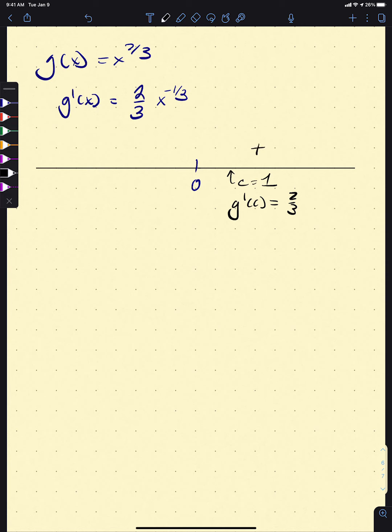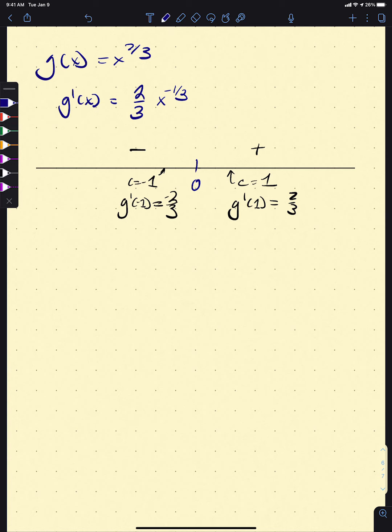And so that means we're positive on this interval. And if we choose c equals -1, we're going to get g prime of c. I guess it would be a little bit cleaner to write -1 in here. G prime of -1, well, -1 to the -1/3 is just -1. So we're left with -2/3, which means on this whole interval, we're negative, okay?